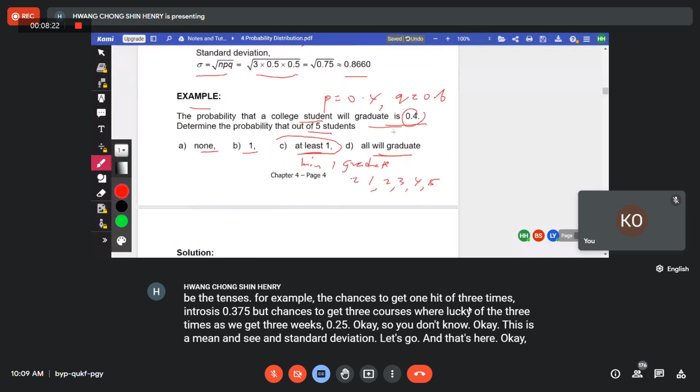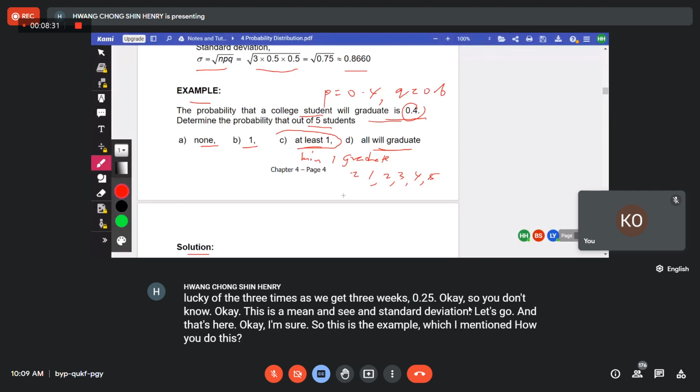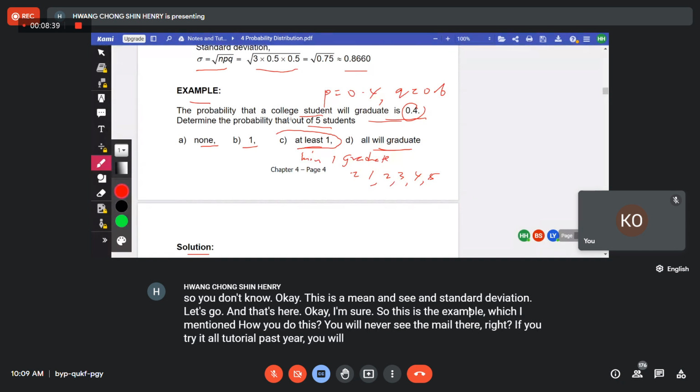Okay, I'm sure this one also will go through. So this is the example which I mentioned. How do we know this is binomial? You never see the word binomial there, right? If you try your tutorial past year questions, you won't see any word binomial or normal or Poisson.